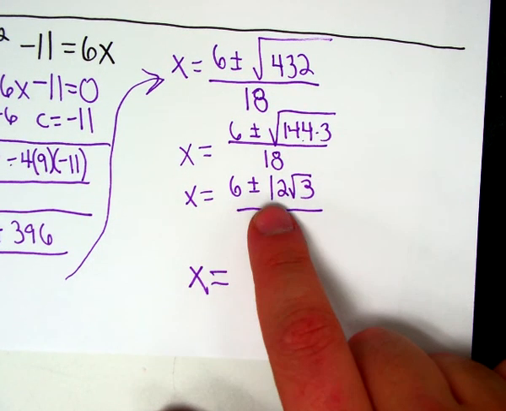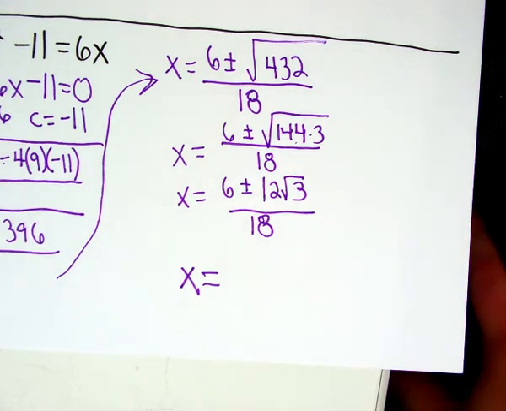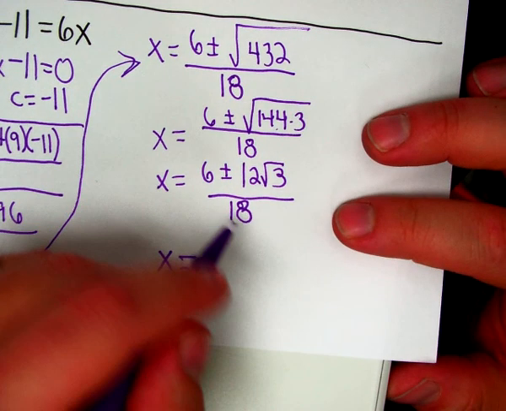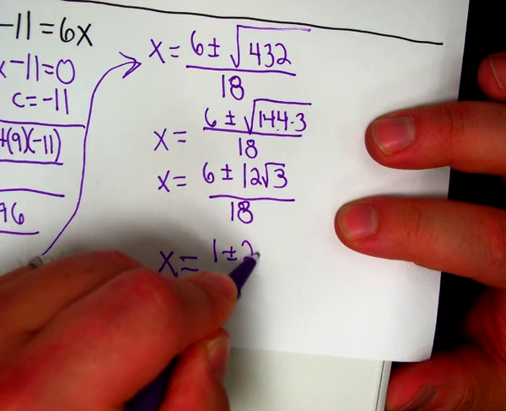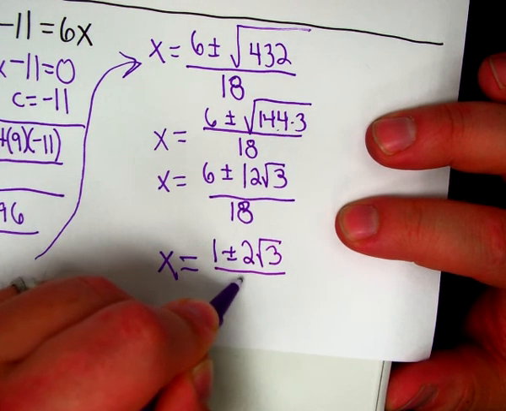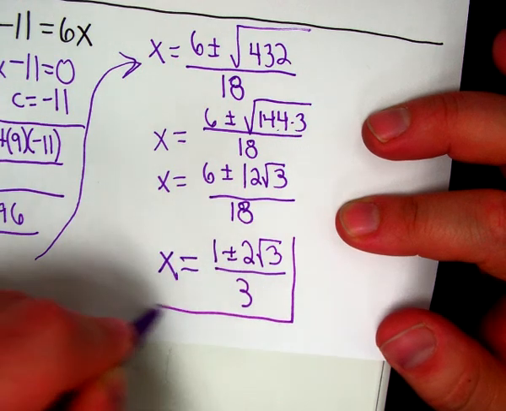So 6, 12, and 18 have a 6 in common. If I divide each of these by 6, 6 divided by 6 will be 1, 12 divided by 6 will be 2, and 18 divided by 6 will be 3. And these are our two answers.